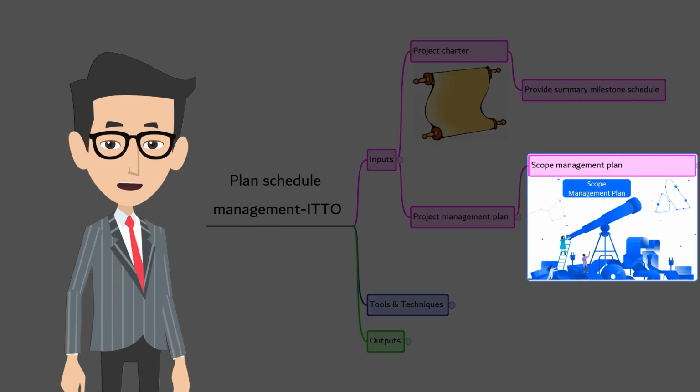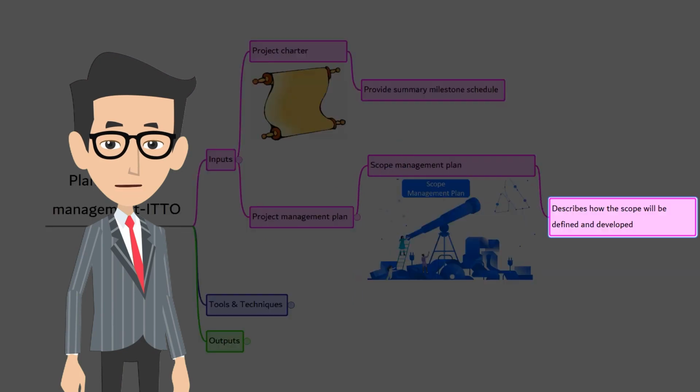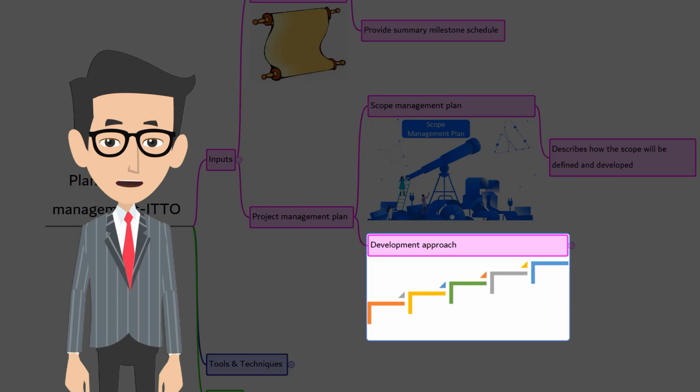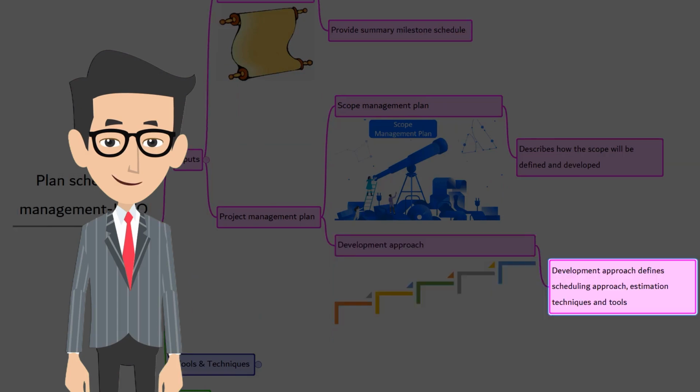First one is scope management plan. The scope management plan describes how the scope will be defined and developed, which will provide information on how the schedule will be developed. Development approach. The product development approach will help to define the scheduling approach, estimating techniques, scheduling tools and techniques, and controlling the schedule.